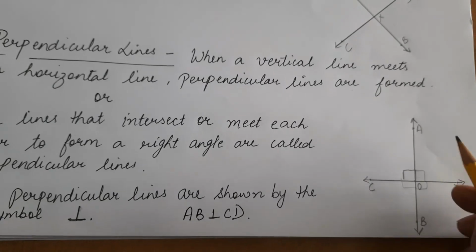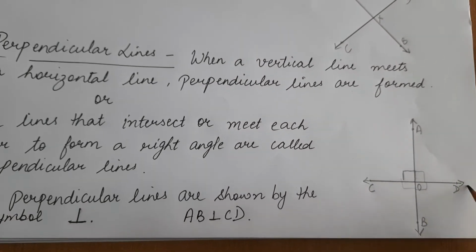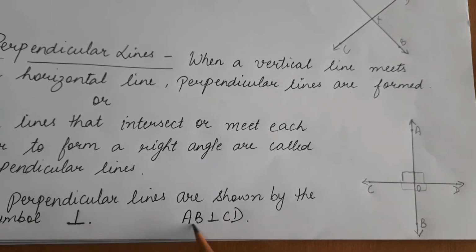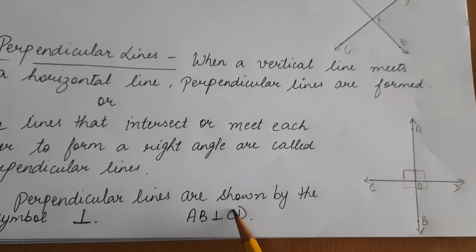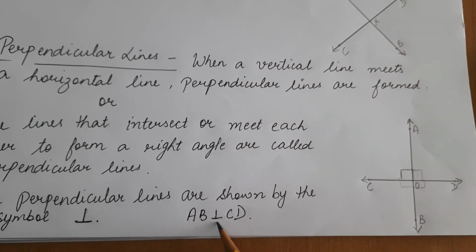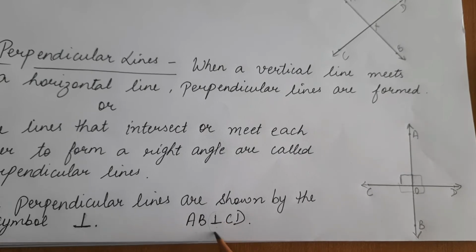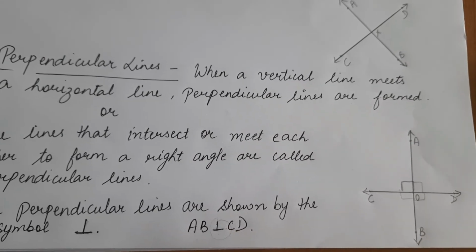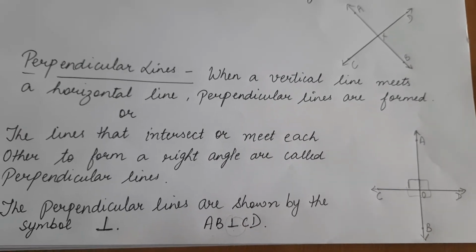If we have to show line AB is perpendicular to CD, then how will we write? We will write AB, this is the symbol for perpendicular, and CD. AB is perpendicular to CD. This symbol is for perpendicular. So these are the perpendicular lines.